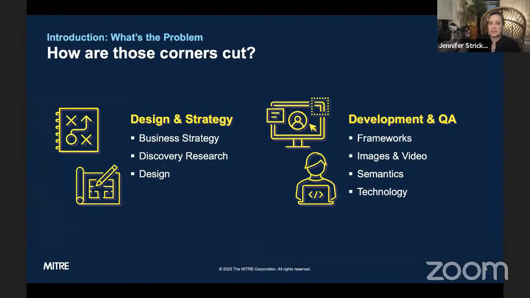And then images and video, adding those, some of those decisions are also happening in design, but that's a big deal. What about semantics? Has the designer indicated what the semantics are, and what kind of HTML elements need to be in place? I rarely see it, sadly. And then the types of technology that they choose and decisions that are made.